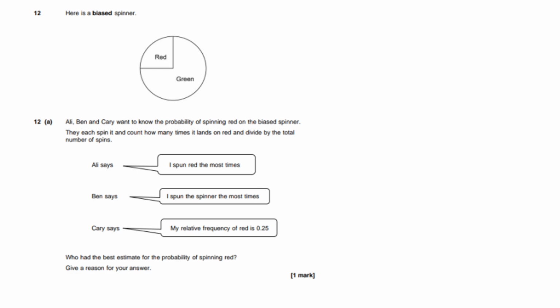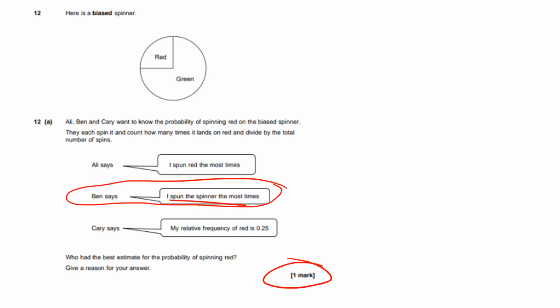Well, you would have the best estimate of any probability when you trial the probability again and again. So the more times you're spinning the spinner, the more accurate the result is going to be. So it is going to be Ben, as he spun the spinner the most times. So it's going to be this section, and you just write down your reason as that, and that's how you get full marks from this.